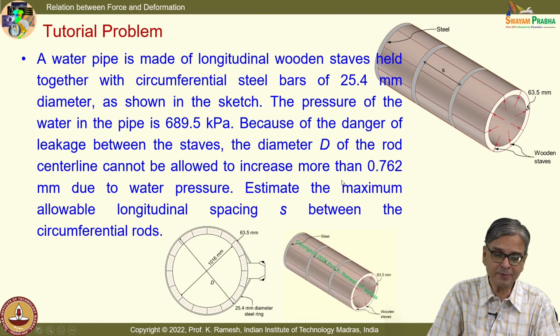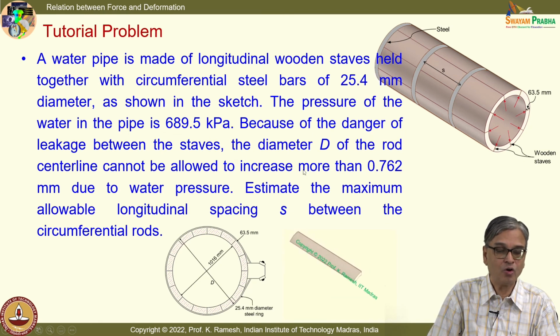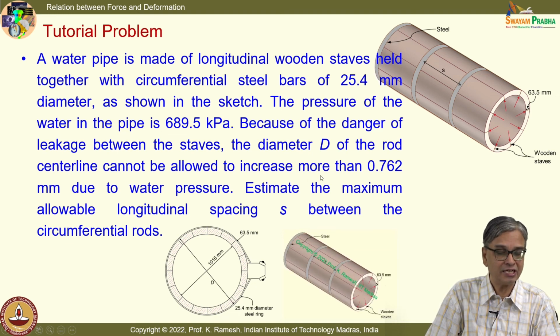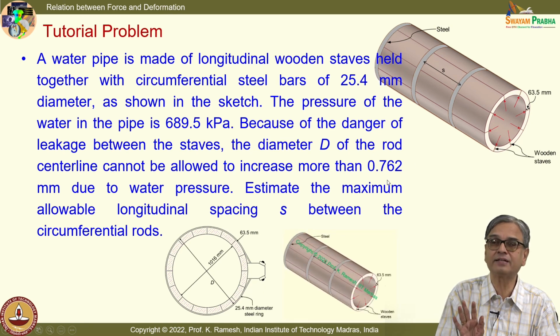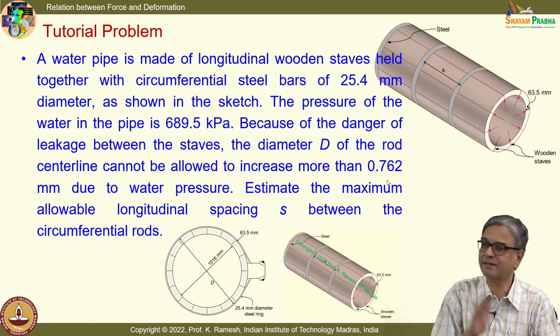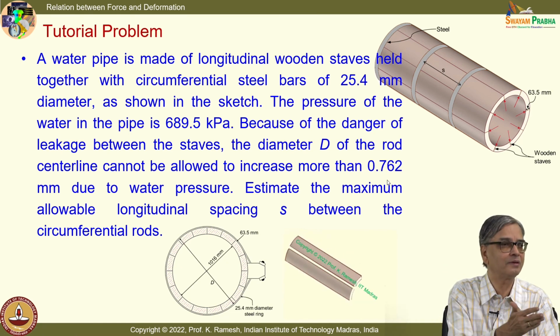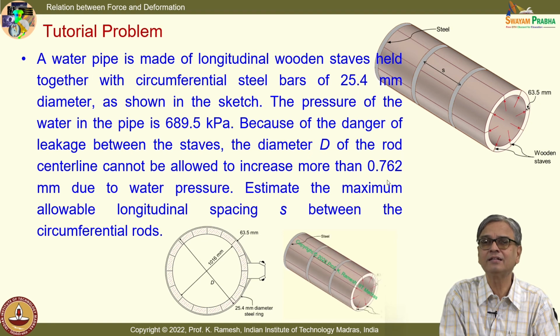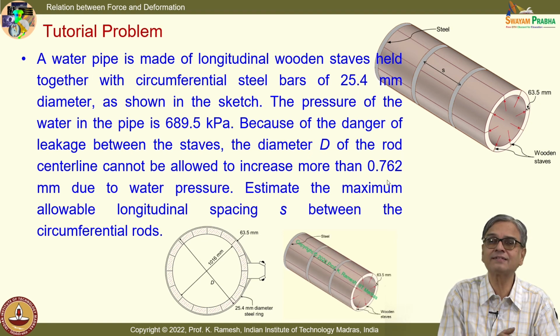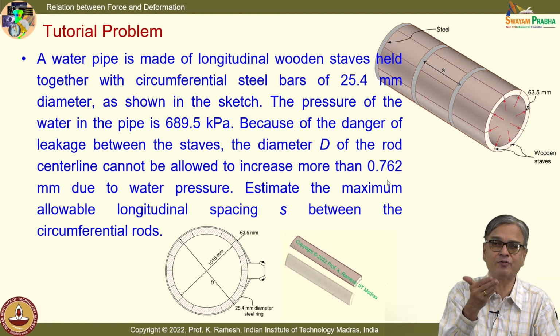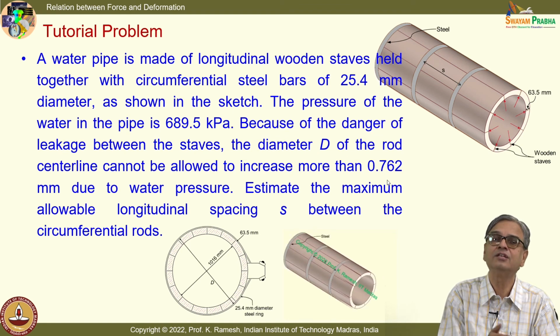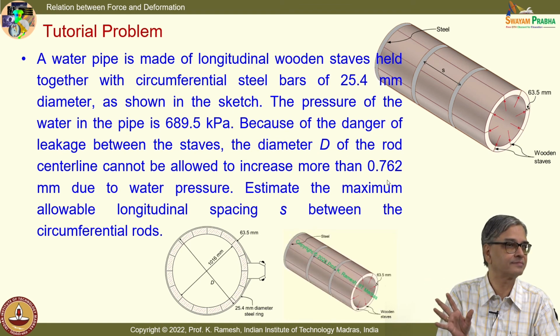And from a design perspective, what is the allowable increase in the central line? Not more than 0.762 millimeter. That is given as a design parameter. We have got the expression for delta R. So, now what is given here is the central line difference. So, I have to find out what is delta R. So, I know all these parameters.